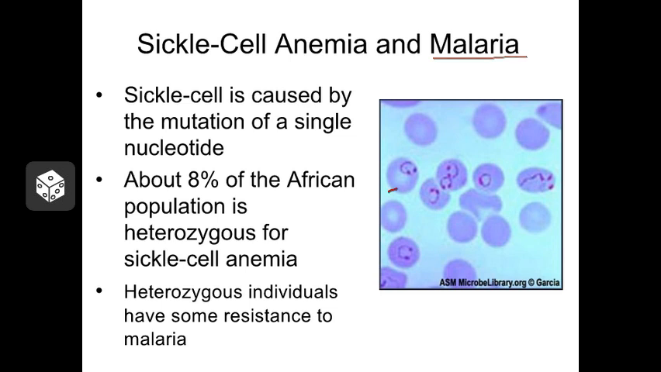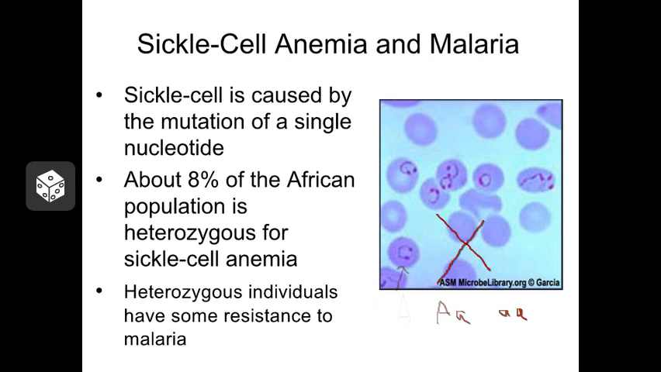Here we can see some red blood cells that have been infected by the malaria parasite. This little protozoan gets inside those red blood cells and feeds on them, and this can cause horrible fevers, horrible flu-like symptoms, and malaria can even be fatal. So what does this have to do with sickle cell anemia? Well, if an individual is homozygous for normal red blood cells, they can catch malaria. If, however, an individual is heterozygous for sickle cell anemia or has sickle cell anemia, they cannot catch malaria.